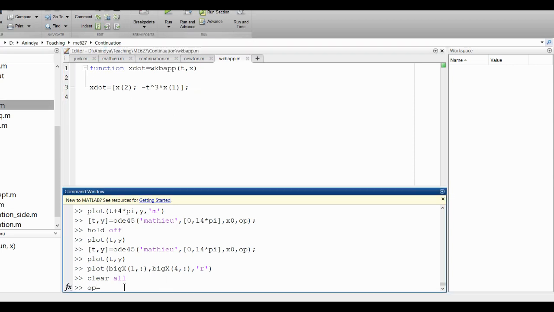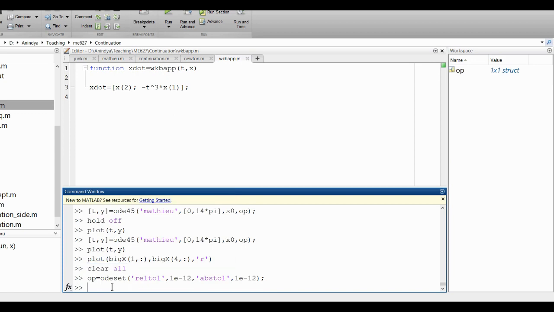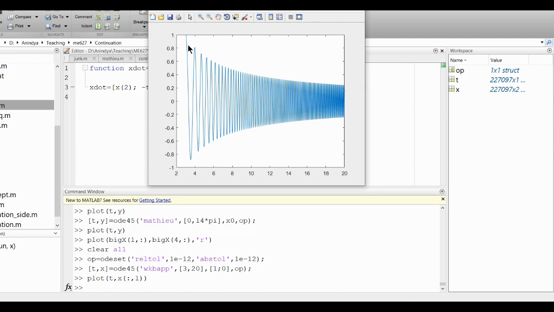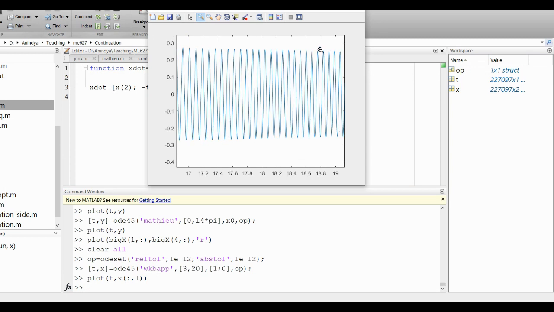OP equals, because I just cleared everything, that is why I have to do it again. I will say t x equals ODE 45, and then WKB APP, from, let us say, 3 to 20, and let us use initial conditions 1, 0. Three to 20 is a bit high, and that OP is a bit tight, but it's worked out. So we have t x1, and that's the solution. You can see that it is decaying in magnitude slowly, not exponentially, and it's oscillatory, and it gets faster and faster and faster.